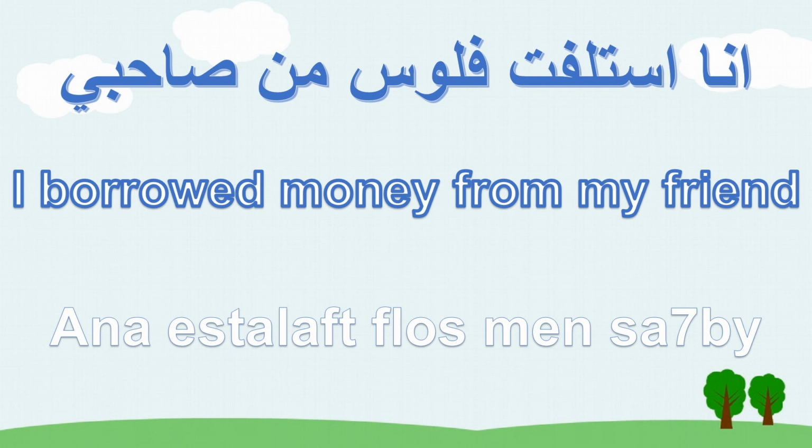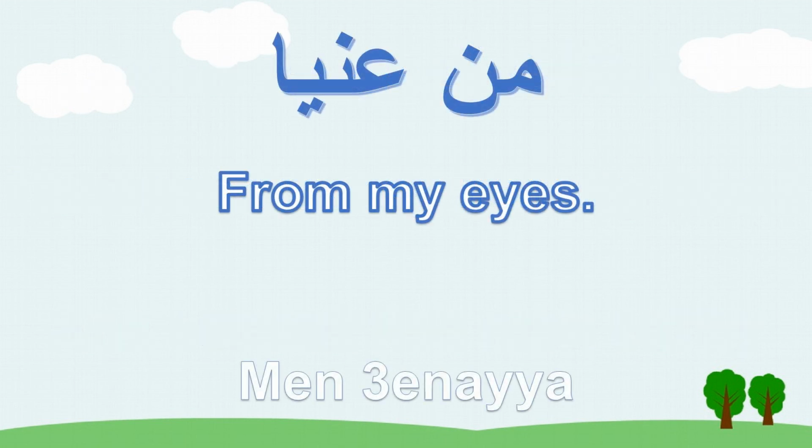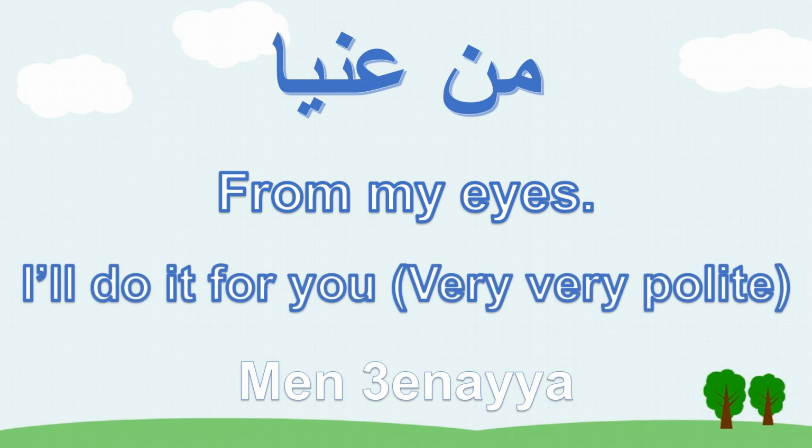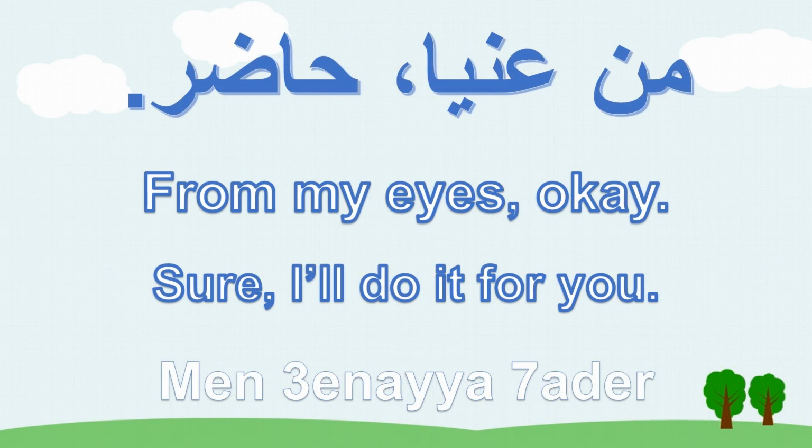We also use this preposition with some idioms and expressions like من عينيا. This is a very polite expression. You can use it when someone asks you for a favor. If you say this expression to an Egyptian, you will notice that he will react politely as well. You can also add the word حاضر. من عينيا حاضر.